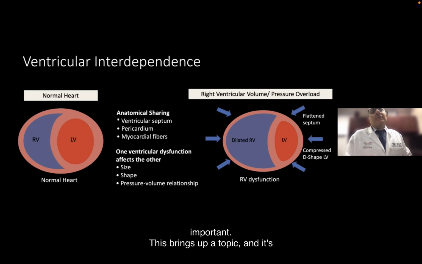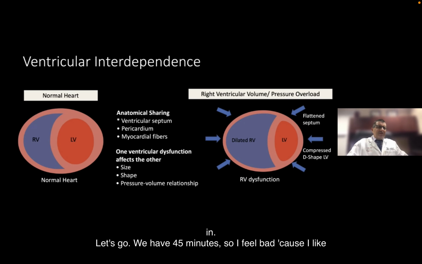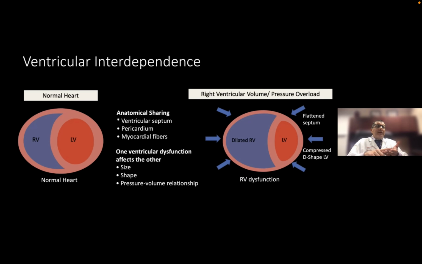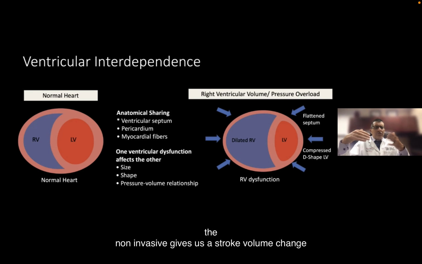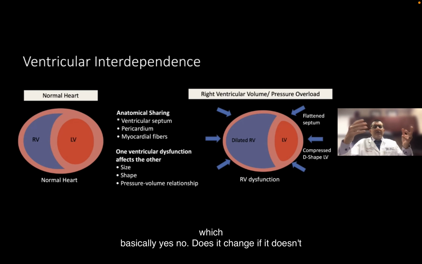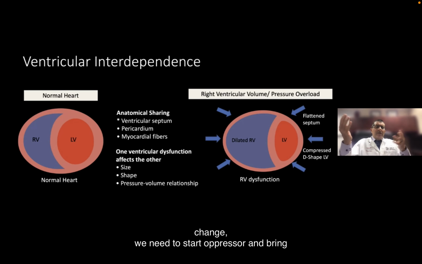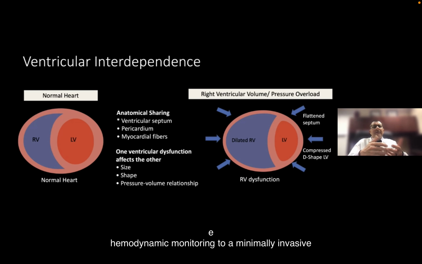This brings up a topic, and once again, we have 45 minutes, so I feel bad because I like to talk about this for days, but we know that arterial waveforms are very, very important. And they're very useful to measure preload, afterload, and contractility. But as I could show you and built in, non-invasive gives us a stroke volume change, which basically is yes or no, does it change? If it doesn't change, we need to start a pressor and bring them to the ICU and probably escalate the hemodynamic monitoring to a minimally invasive one and understand the contractility, the preload, and the afterload.